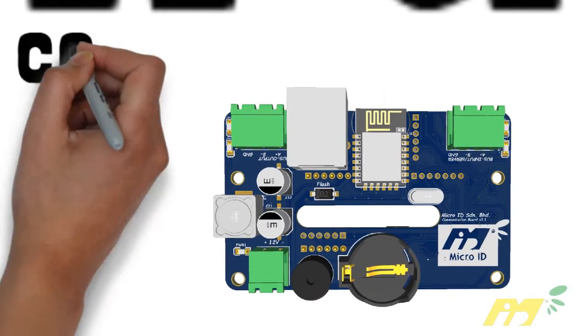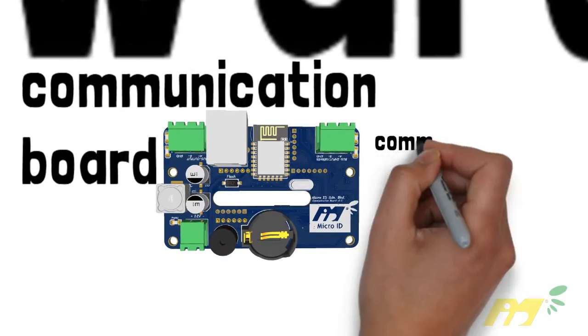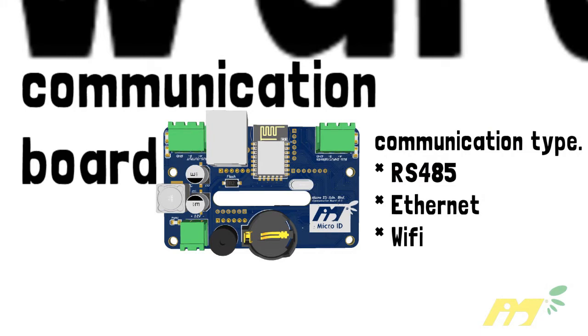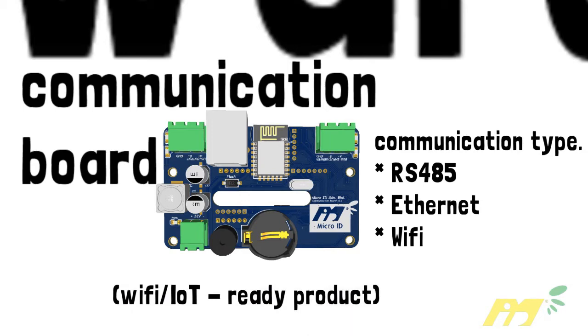Last but not least, our communication board. This communication board supports RS485, Ethernet and Wi-Fi. RS485 and Ethernet are still in development and should be available by the middle of next year. Right now this board is Wi-Fi ready and supports the MQTT protocol. Therefore this board can also be said to be IoT ready.